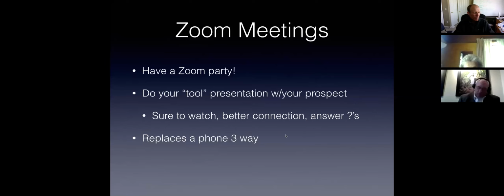The Zoom can replace a 3-way call. If you don't know what 3-way means, that essentially is you talking to your prospect, and you might be newer to the business. Well, you would say you are newer in the business, and you 3-way in your upline or someone, your upline mentor, and they help you with the conversation because they're more experienced. So you can actually do that on a Zoom, and it works really, really well.